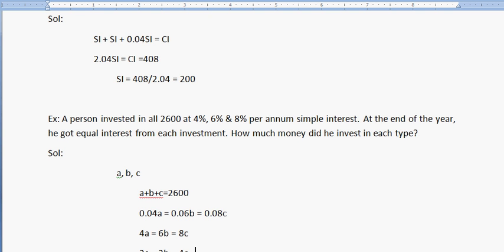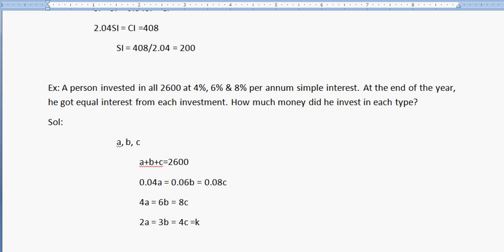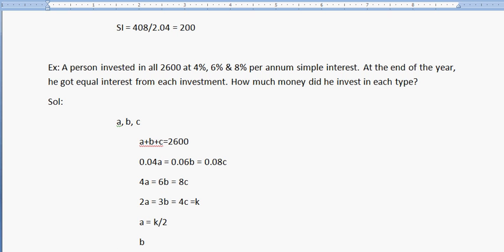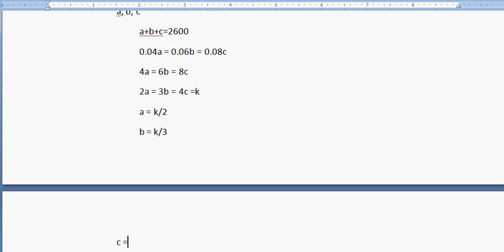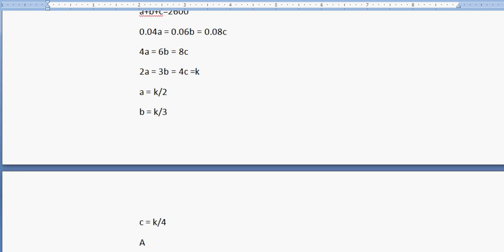And if we put it equal to K, let's say, we'll get A is equal to K by 2, B is equal to K by 3, and C is equal to K by 4. So A ratio B ratio C would be equal to 1 by 2 ratio 1 by 3 ratio 1 by 4, right?